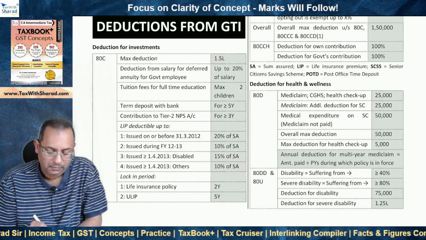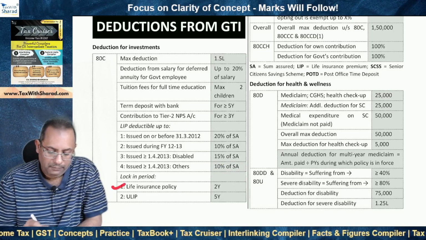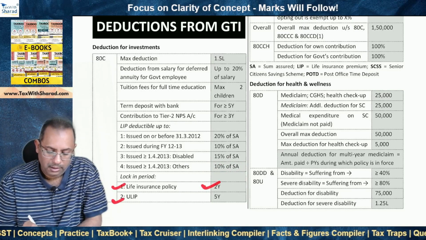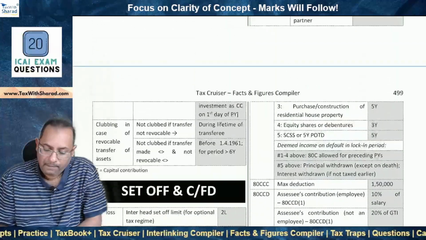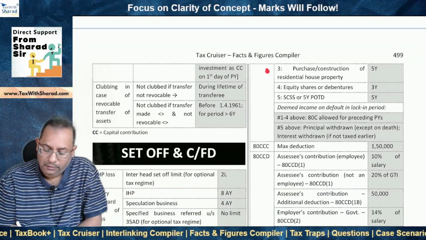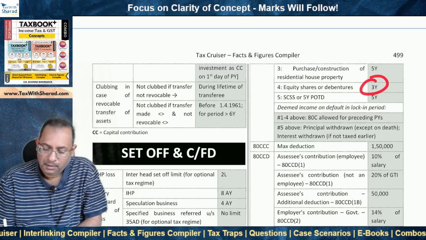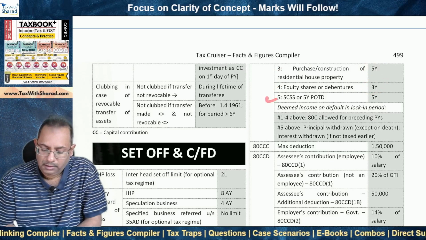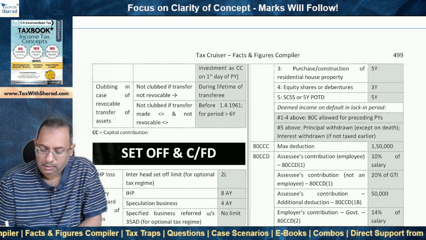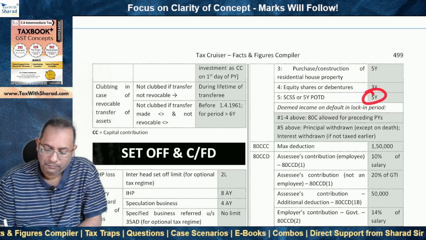There are certain lock-in periods which have been prescribed. For life insurance policy, it is 2 years. For ULIP, it is 5 years. For purchase or construction of residential house property, it is 5 years. For equity shares or debentures, it is 3 years. And for senior citizen savings schemes or 5-year post office time deposit, it is 5 years.